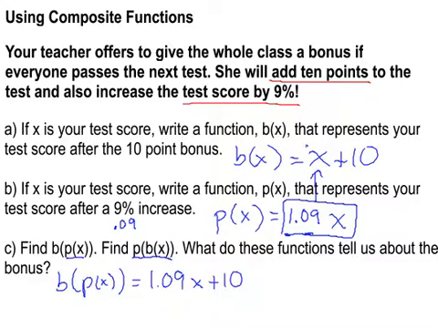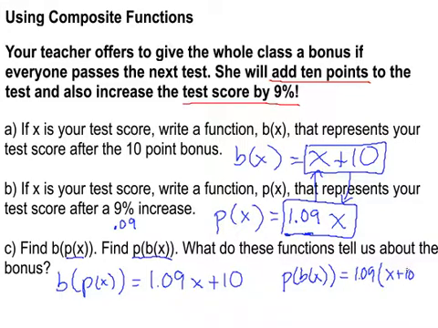If I do this the opposite way, p of b of x, it means I'm going to take b of x and I'm going to plug it in for x here. So p of b of x would equal 1.09, and instead of x, we plug in the x plus 10.